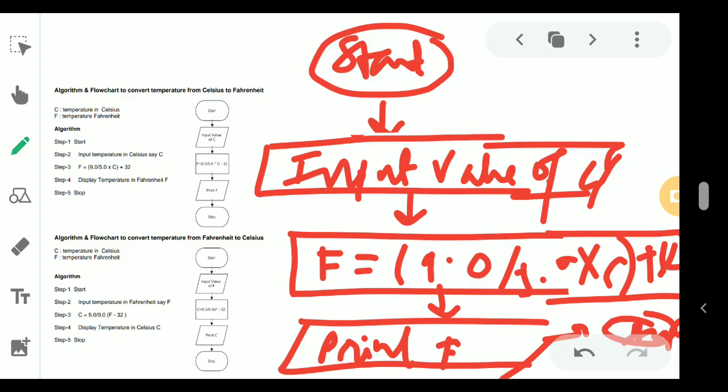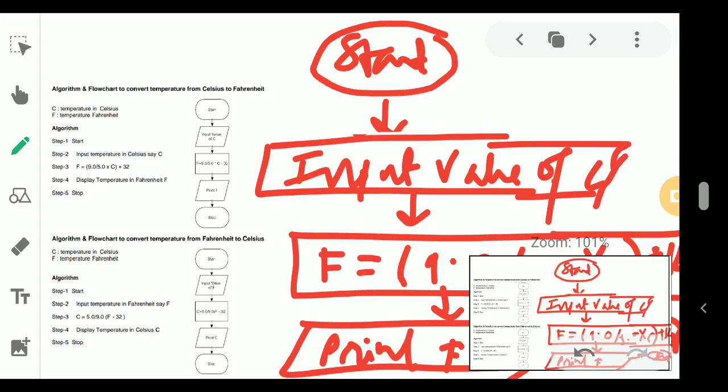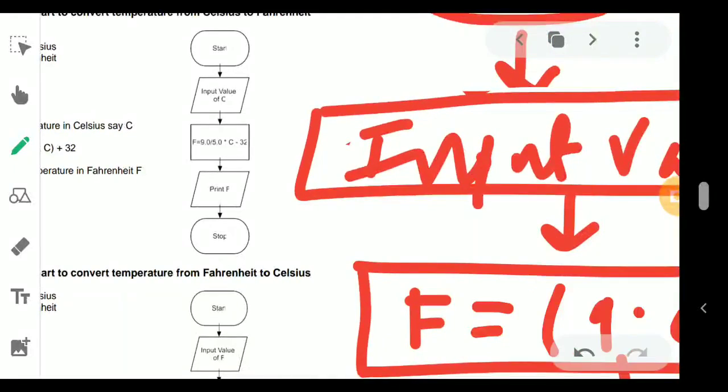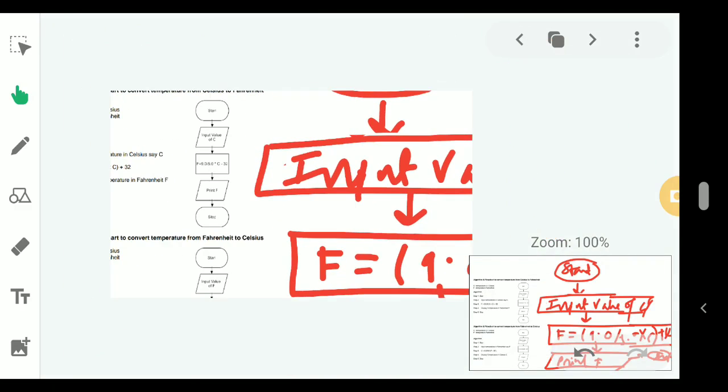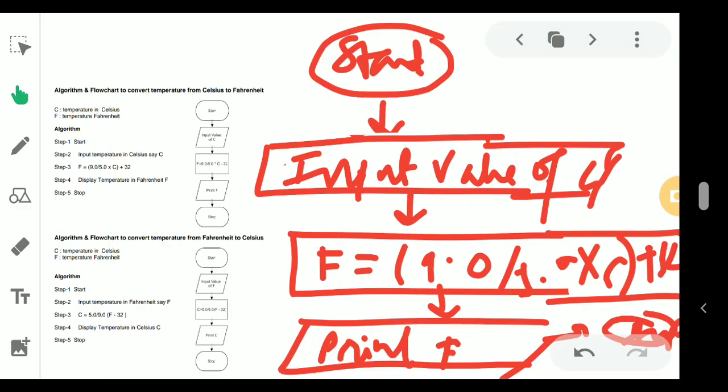We can do it. Okay, so we will see. I am zooming the chart. First step is start. Then we have to take input the value of C. Then we are writing the formula. It is 9 by 5 into C plus 32. Then print the F, then the stop. Okay. In this way we can do it. Now I'm cleaning this up. I'm going for the next one.